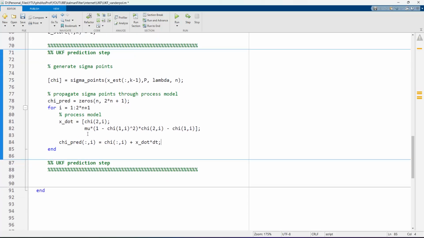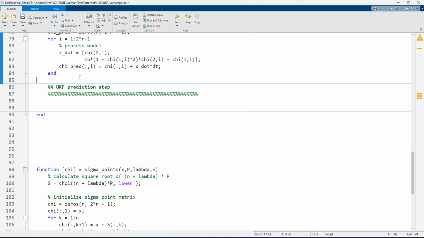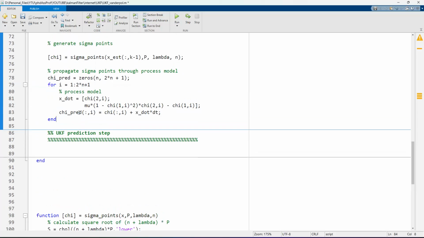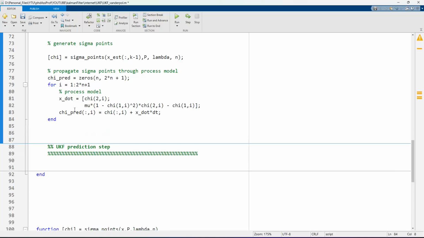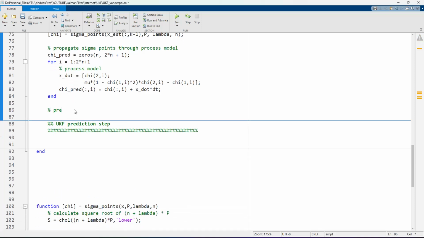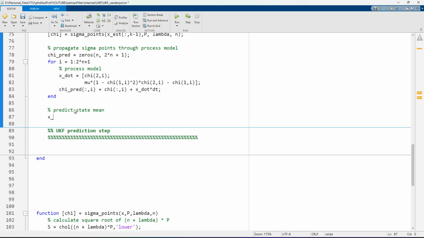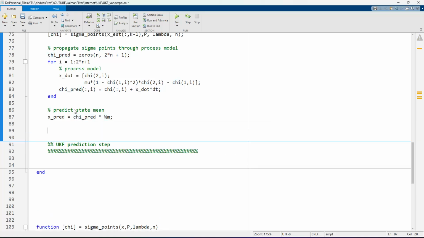So the nonlinear model is modeled just like this one in here, and so the chi can be built by using the base operation. And so we need to what? We need to predict the state mean. Just like this one, X pred is equal to the chi pred times Wm, right? And so also we need to predict the state covariance.